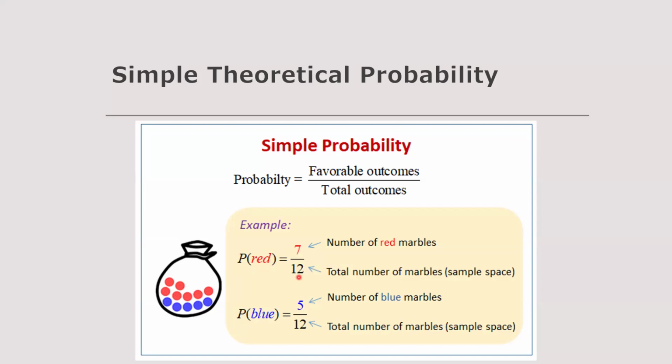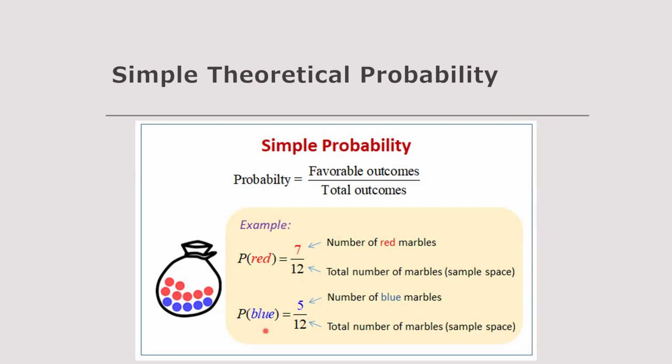And then your denominator is always the total. So we had 7 red, but we have 5 more blue, giving us a total of 12 marbles in that bag. So you have a 7 out of 12 chance of getting a red marble. And then if you wanted to turn that into a decimal or a percent, you can convert and do so.